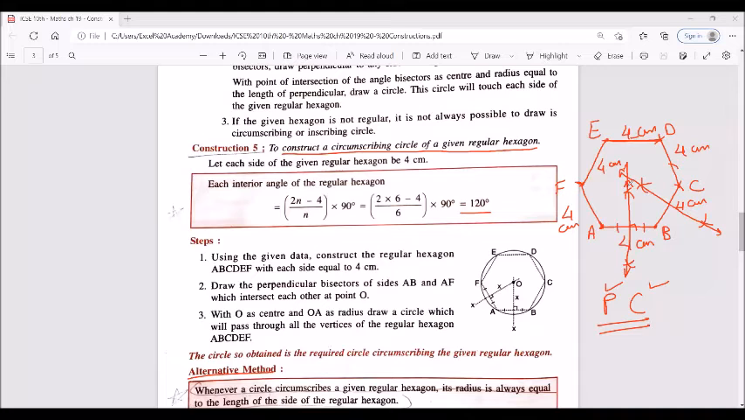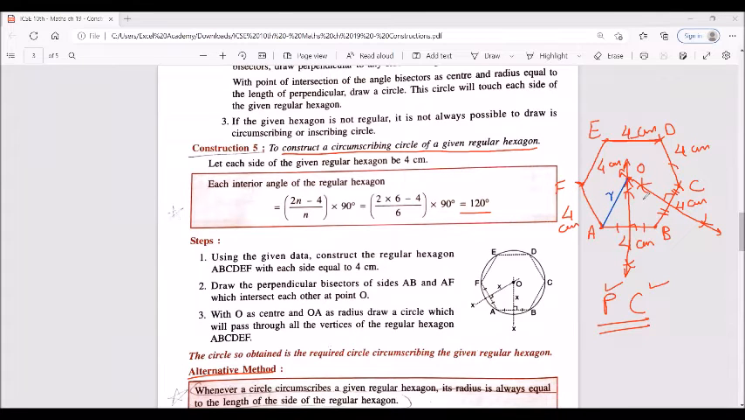Let them be sufficiently long so that they intersect each other properly. The point of intersection is O always. Circumcenter is usually denoted by the letter O. Now from O you have to draw at least one line joining the center to the vertex. That is nothing but the radius of the circle. Do you understand what I'm saying?